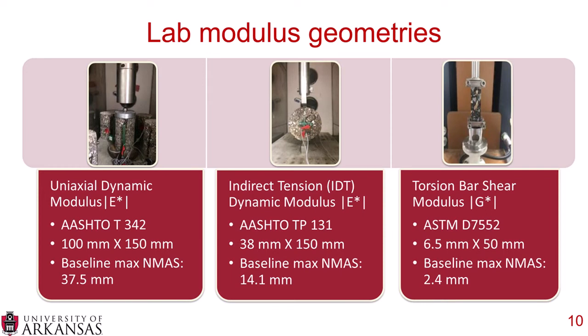And then finally for the torsion bar shear modulus, or a G-star test, so the first two are E-star, the second is a shear modulus, which is G-star. We followed ASTM D7552, and these samples are much smaller. They're 6.5 millimeters by 50 millimeters, and the baseline nominal maximum aggregate size for this configuration is 2.4 millimeters.